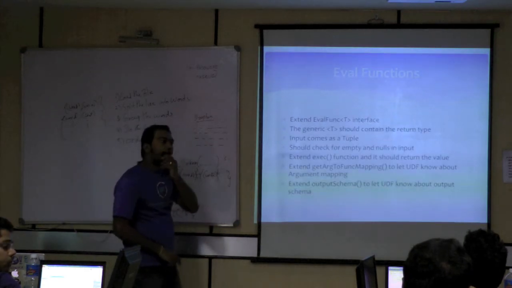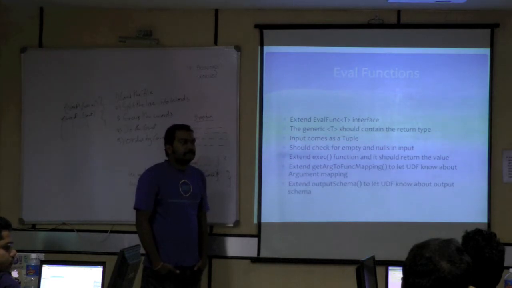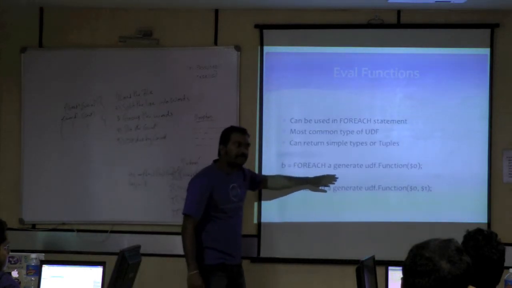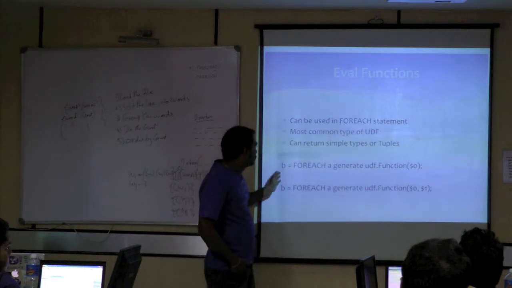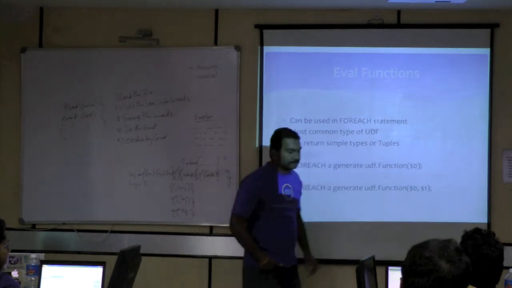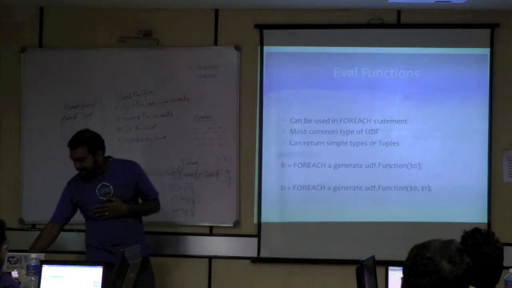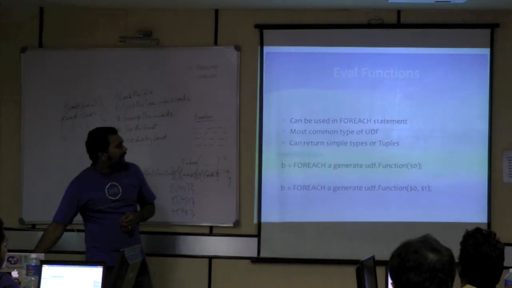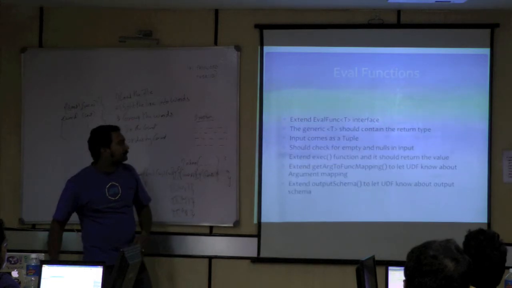If I want to reference the entire row, the entire tuple, how do I reference it inside the function after the generate? We just pass in the A. Just pass in the A there. I think you can also pass in star, I'm not sure, but you can pass in the relation. That will be the tuple.